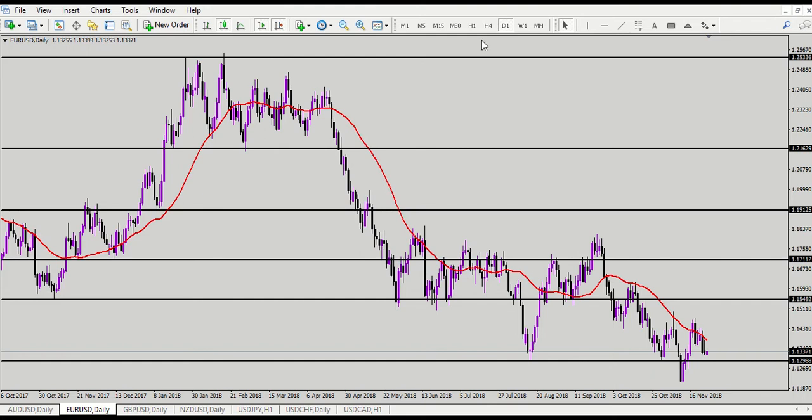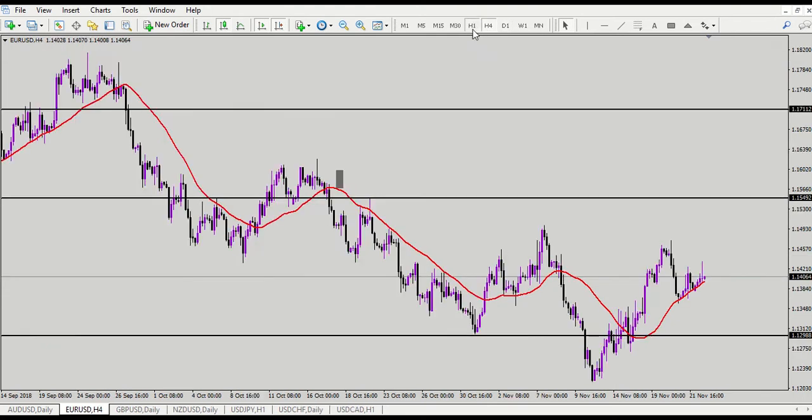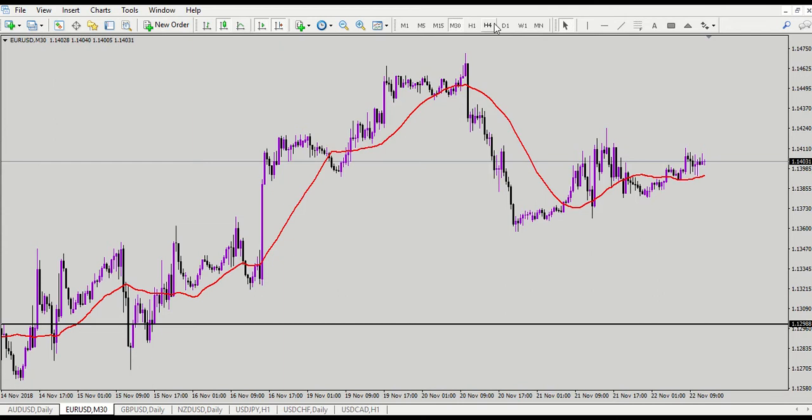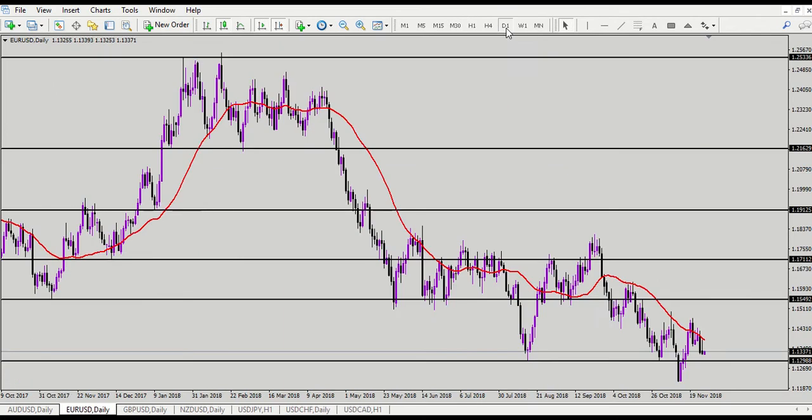Just make sure that you can see this moving average on every time frame, right? So it's applied to every time frame. There we go. Go back to our daily. So we're done on our daily now. Well, we're not really done, but on our daily, we were looking for our support and resistance zones as well as this moving average.